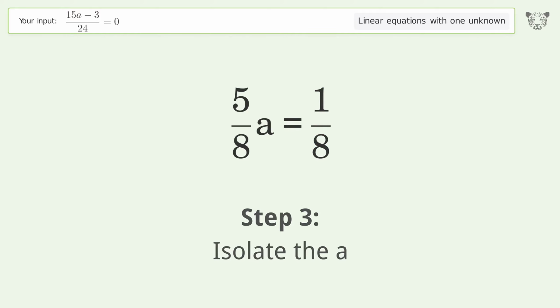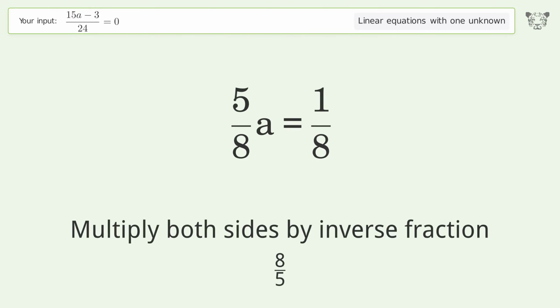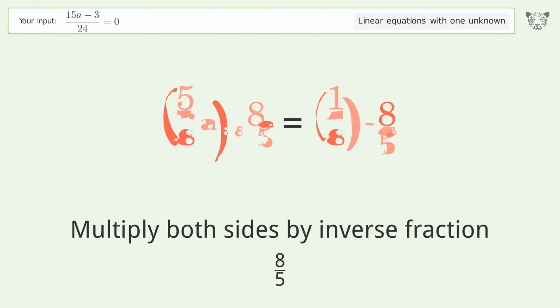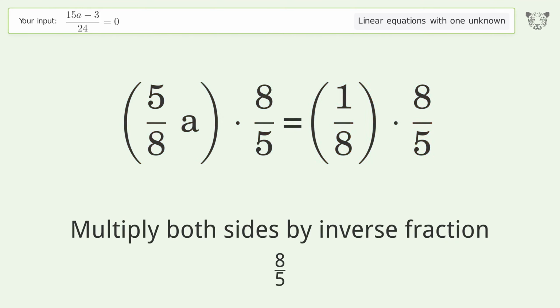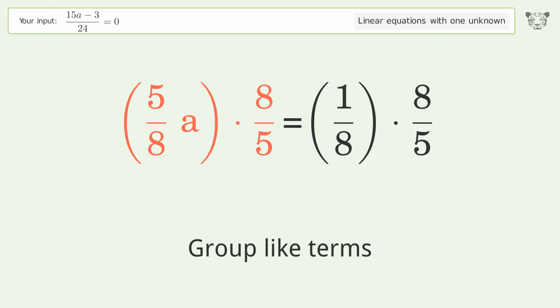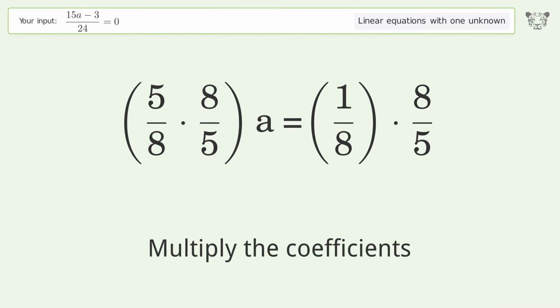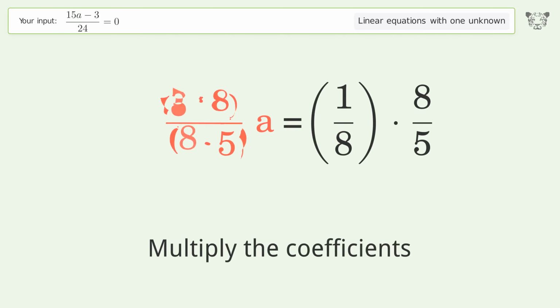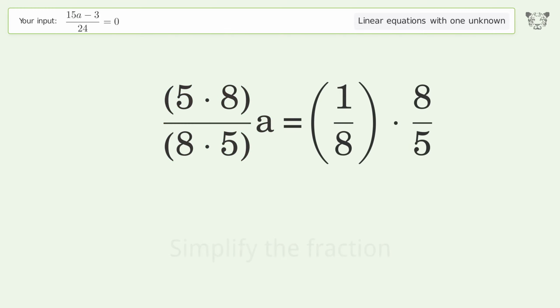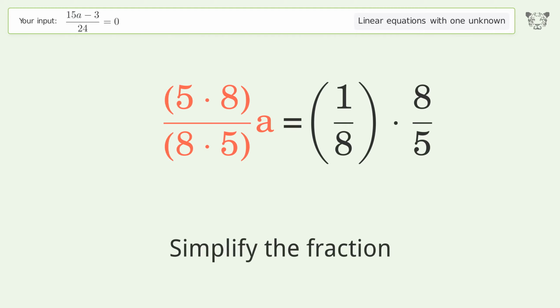Isolate the a. Multiply both sides by inverse fraction 8 over 5. Group like terms. Multiply the coefficients. Simplify the fraction.